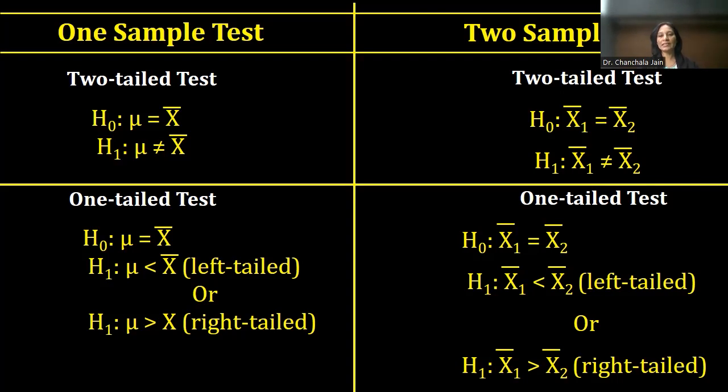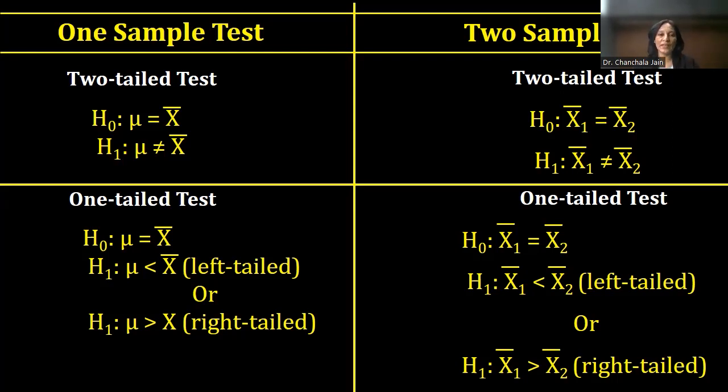Talking about the one-tailed test, H0 will be the same as the two-tailed test, that is x1 bar is equal to x2 bar. That means there is no significant difference in the means of both samples. Alternatively, we mention that x1 bar is less than x2 bar. That means the first sample mean is less than the second sample mean, so this is the case of a left-tailed test. Or if we say that x1 bar is greater than x2 bar, that is, the first sample mean is greater than the second sample mean, this is a case of a right-tailed test.